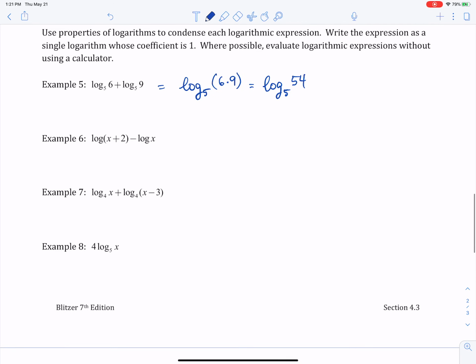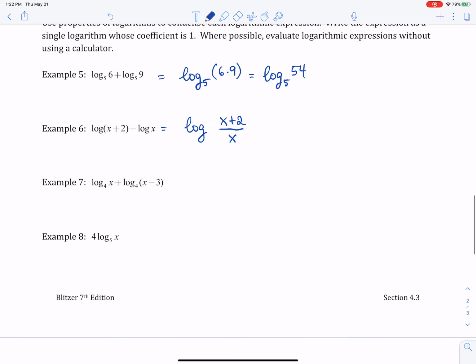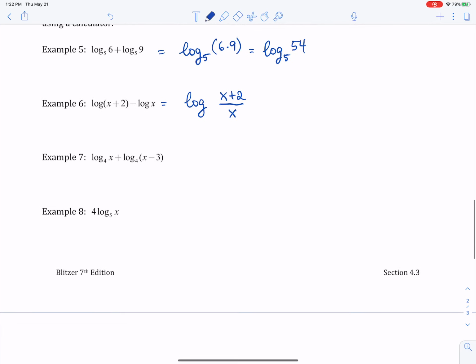For example 6, we're going to use the quotient rule because of the minus sign. Again, logarithm with the same base, which is base 10 in this case. The positive arguments I'm going to put in the numerator and the negative arguments in the denominator. Example 7. Logarithm base 4 of x plus logarithm base 4 of x minus 3.